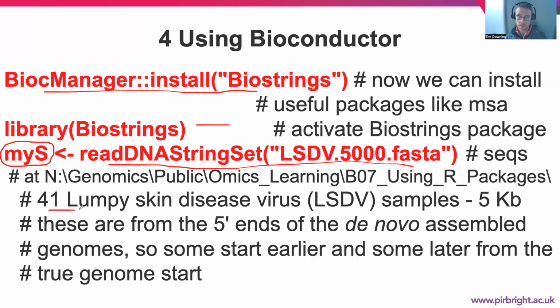There's 41 of them in there. They contain the 5' ends of the de novo assembled genome sequences, so they're not always exact in their alignment, and they have a lot of diversity within there. So what we can do to explore that is use our functions to get a grip on whether these actually are related to each other. Sometimes samples are mislabeled, and we're going to look at that next.